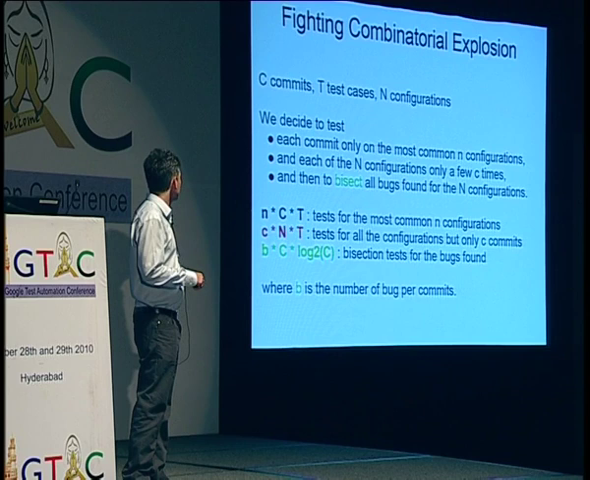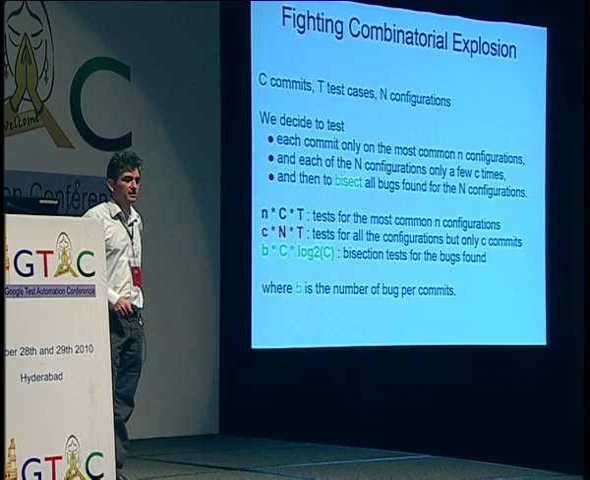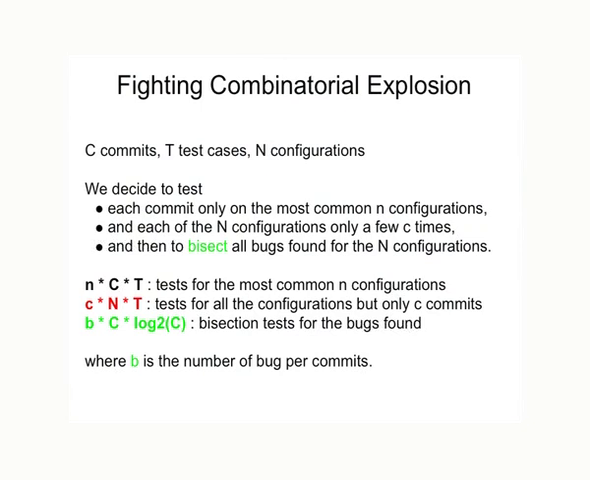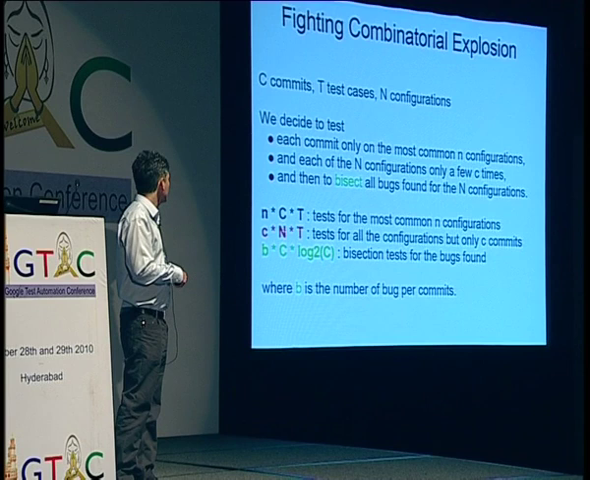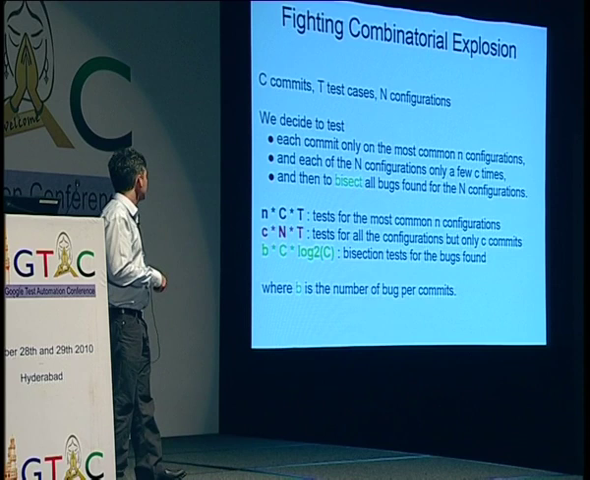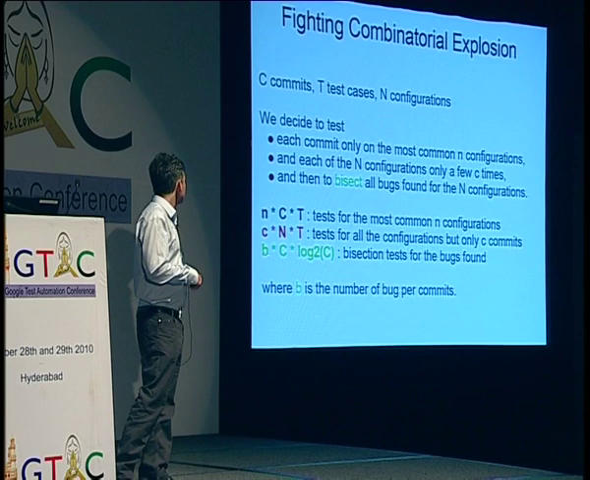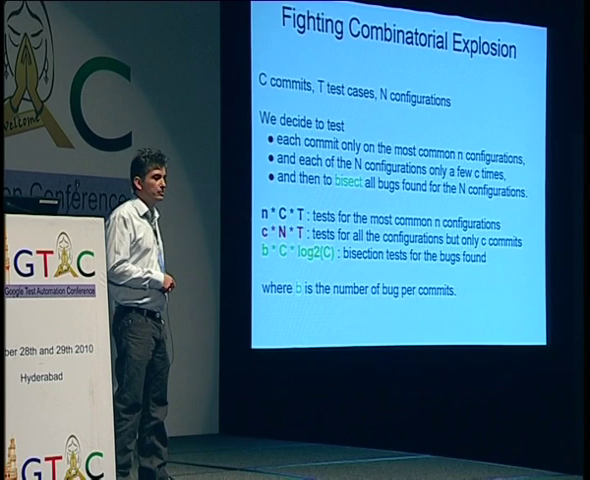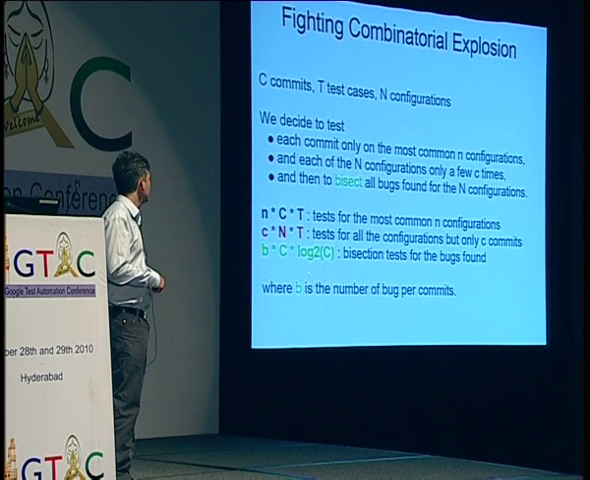For example, you can test every 2 weeks or at beta release and things like that. And so this means that you will add this number, which is not too big. And then when you find a bug on all the configurations, or at least on many more configurations, then you can bisect, and it gives a small number too. So with this way, you can do as if you tested all the configurations on all the commits, and so you can find more bugs more efficiently.